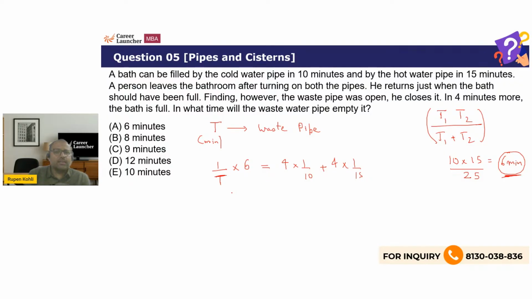That is exactly what is being asked: in what time will the waste water pipe empty it? So just solve this equation now. 6 by t is 4 into 1 by 10 plus 1 by 15, which is 1 by 6, because that is how we get this 6. 1 by 10 plus 1 by 15 is 1 by 6. So that is 2 by 3. So t is what? 2 cancels here, 3 into 3, 9. So the waste pipe would have emptied the whole bath in 9 minutes. Perfect.